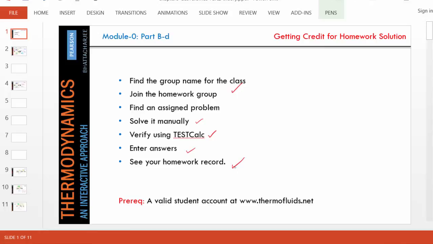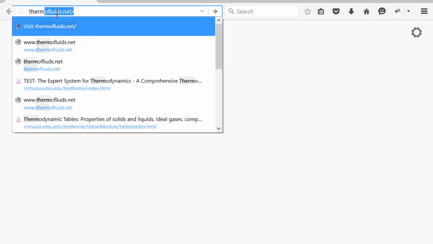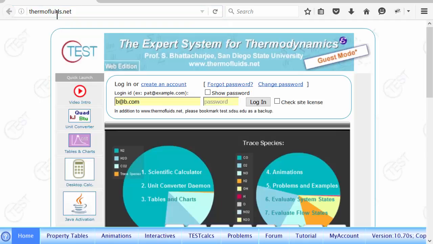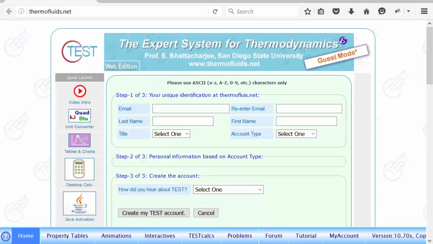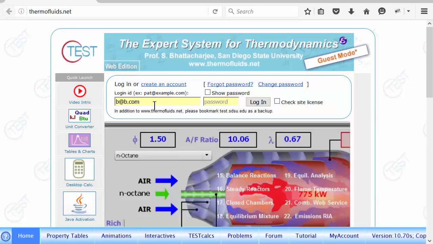So let us start by going to thermofluids.net. In case you do not have an account, you can create an account by clicking the Create an Account button and filling out the form. But in this case, I'm going to log in as a generic student.